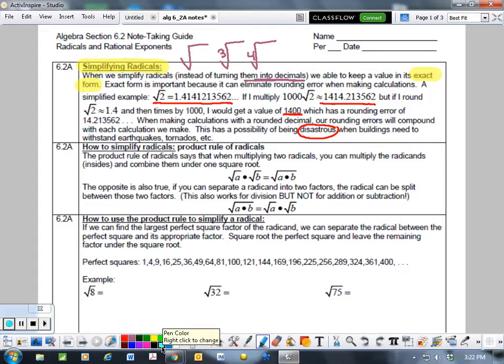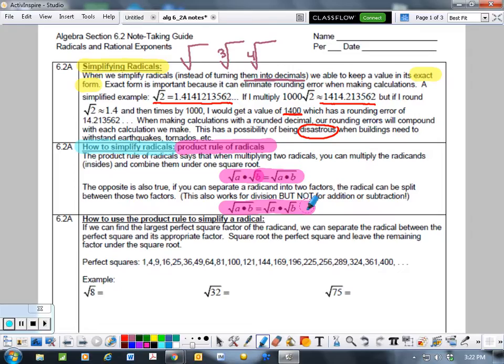So how do we simplify radicals? There is something called the product rule of radicals, and we're going to use it. The product rule of radicals says that when you multiply two radicals, the square root of a times the square root of b, you can actually multiply those numbers on the inside, also known as the radicands, and combine them underneath one square root. What's cool is that the opposite is also true. If you have two numbers on the inside being multiplied, I can separate that out. So we're going to use that idea to simplify a radical.